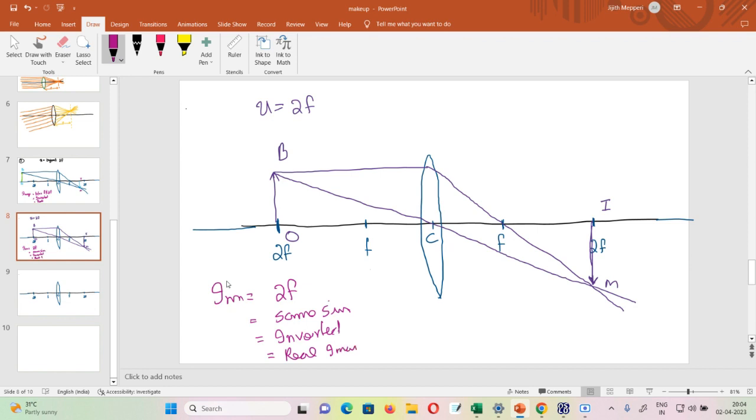Real image, you can see that these two rays are crossing at a point. So if you keep a screen here, you can image the particular object on that screen. That is what is meant by real image. Okay, and you can see the size of the object and the size of the image will be exactly the same. So you can say that its magnification, given by the ratio of image height and object height, will be 1 in the case of a convex lens where my object is kept at 2f.